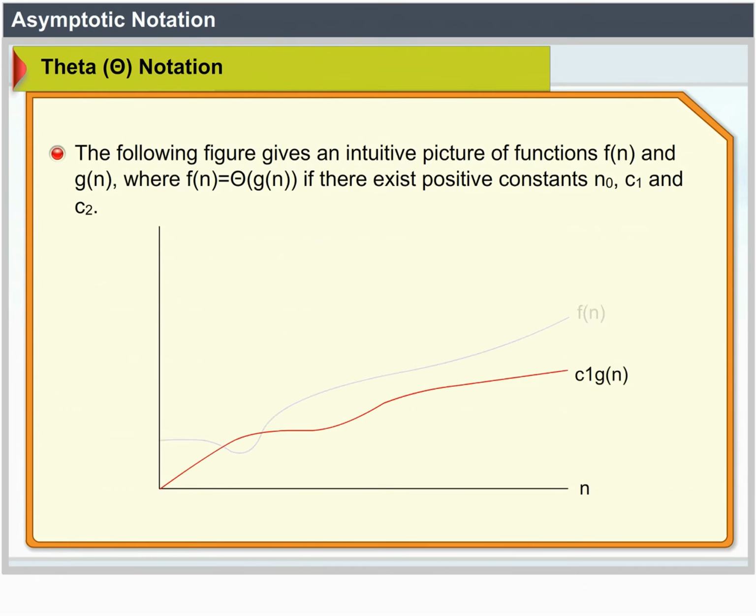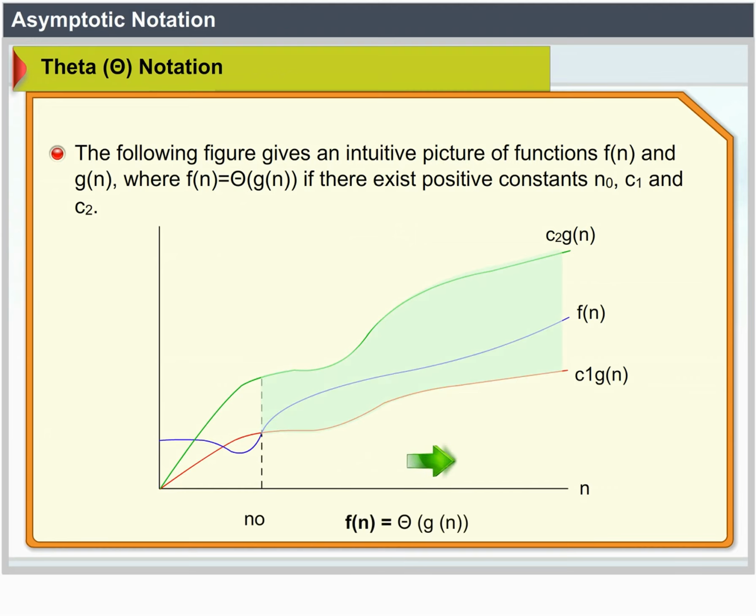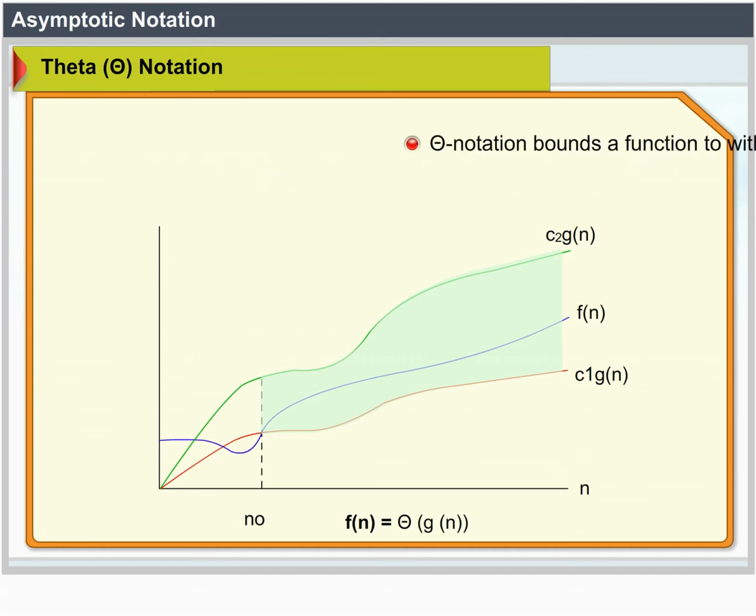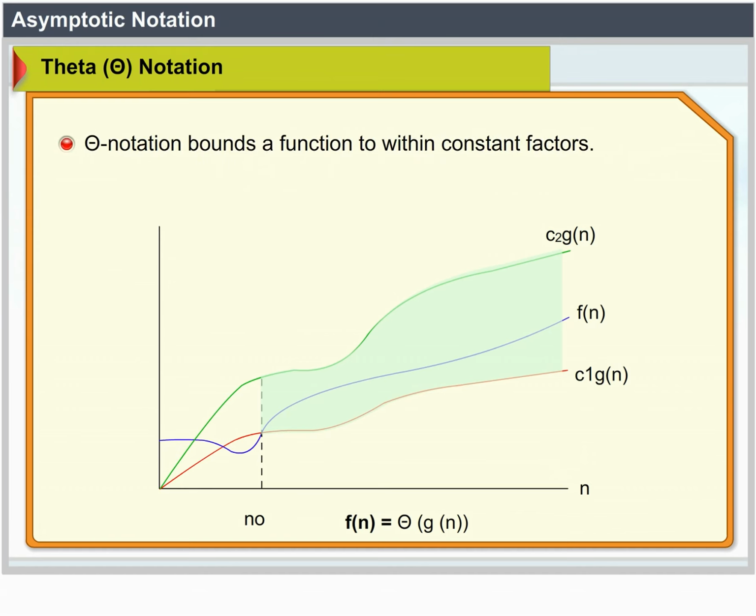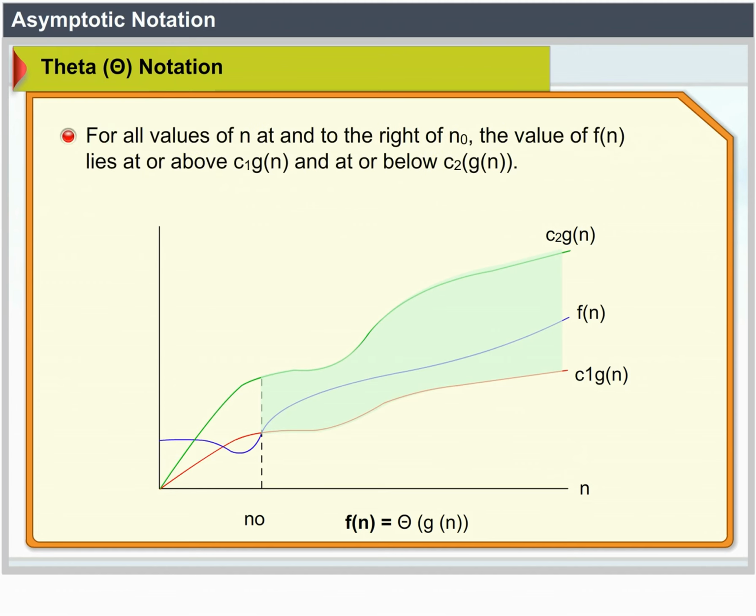This figure gives an intuitive picture of functions f(n) and g(n), where f(n) = Θ(g(n)) if there exist positive constants n₀, c₁, and c₂. Theta notation bounds a function to within constant factors. For all values of n at and to the right of n₀, the value of f(n) lies at or above c₁g(n) and at or below c₂g(n).